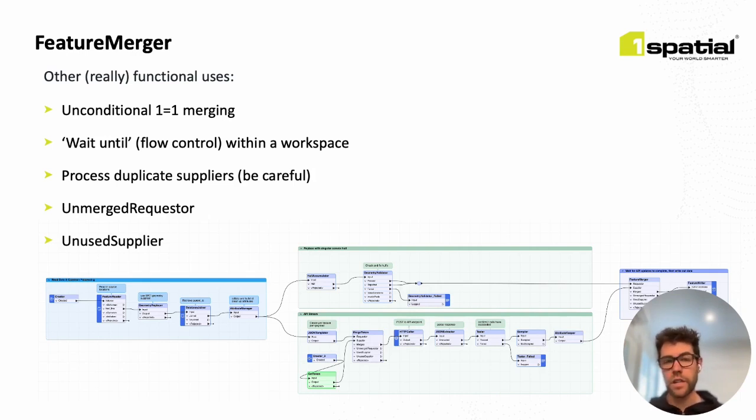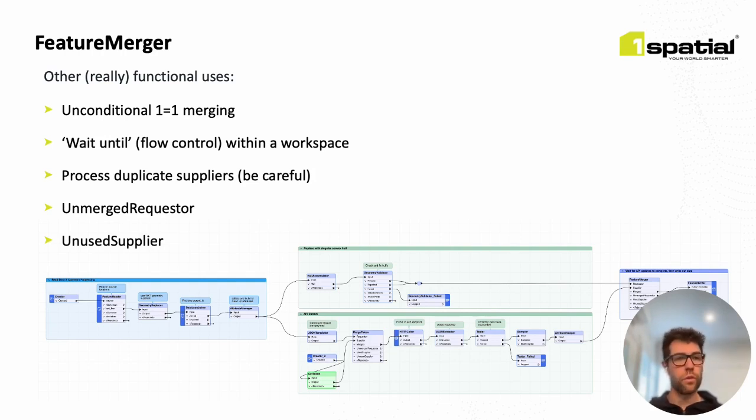In my recommendation, it would always be to process your suppliers before sending them to the feature merger, if you have duplicates or any other processing you need to do, to ensure that you don't need to use the duplicate suppliers option. The other things that are really useful are the unmerged requester and unused supplier ports.